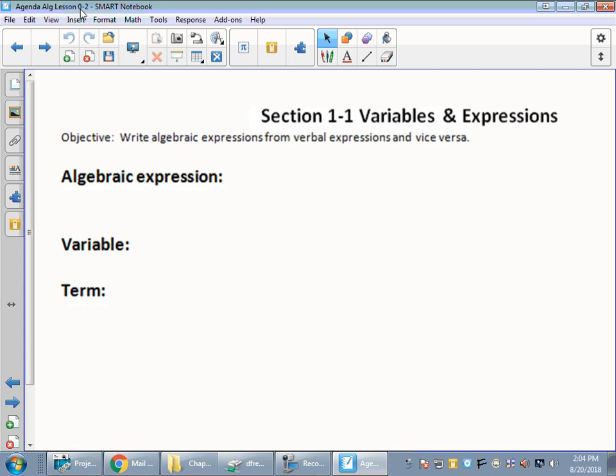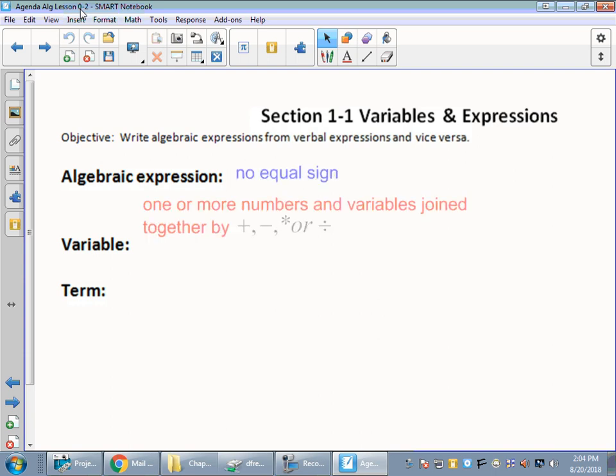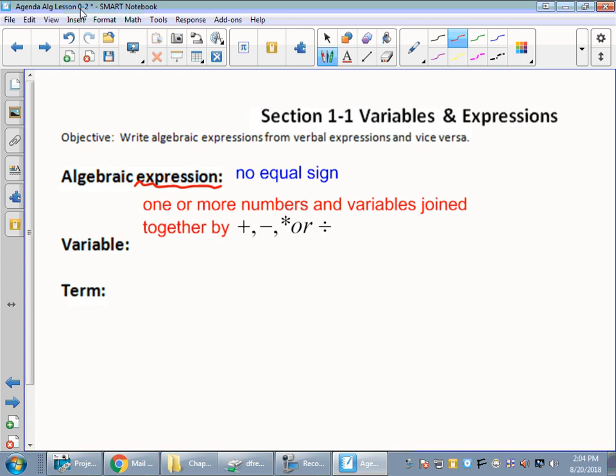So today we're going to write algebraic expressions from verbal expressions, and then vice versa. We'll actually write the verbal expression from algebraic expressions. So the key thing here is when we talk about the word expression. This first definition here is algebraic expression. You're going to have expressions and equations. Today, not really any equations. Today is just expressions. So there's no equal sign to worry about.